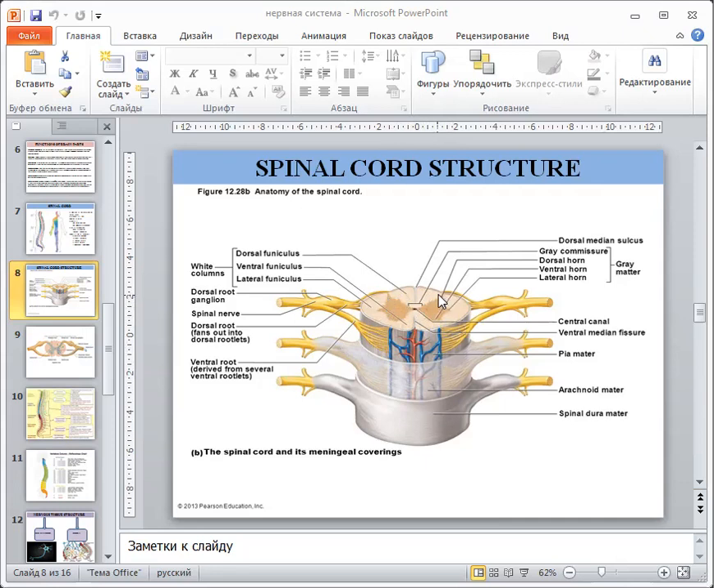Rear horns are formed by interneurons, which connect sensory and motor neurons. They convey information to other parts of the brain. The medial horns are present only in the thoracic part of the spinal cord. They convey information to the vegetative organs.